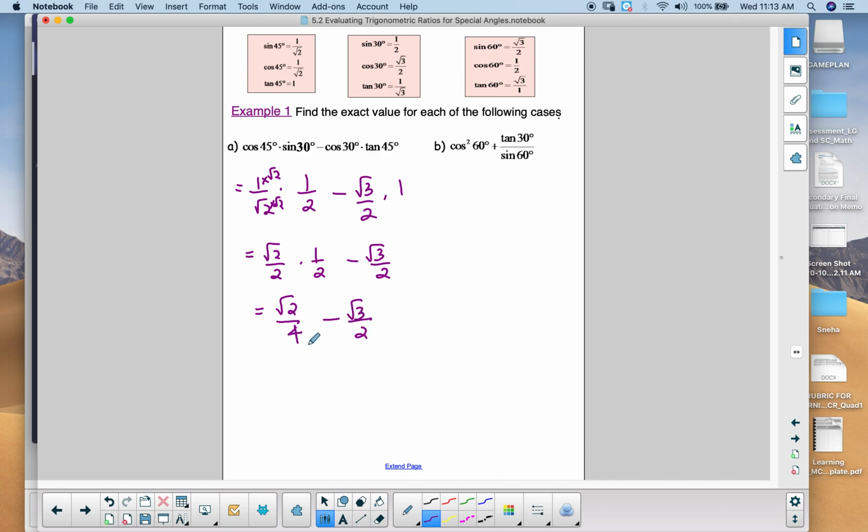And then find the common denominator, which is 4, and you get root 2 minus 2 times 3, which is 2 root 3. And that is the exact answer for this expression. Okay.